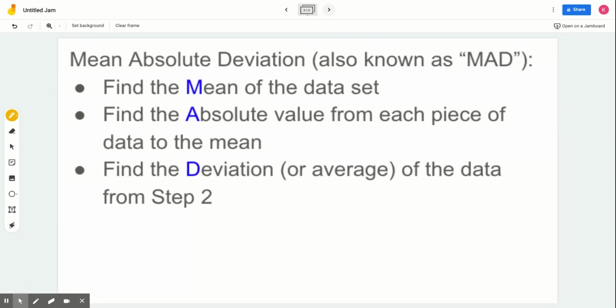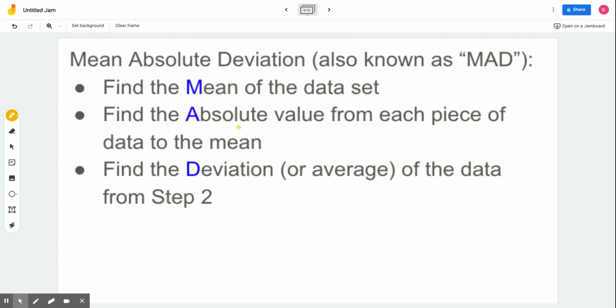The next thing is the mean absolute deviation, also known as MAD. To find the mean absolute deviation, we find the mean of the data set, the average. Then we must find the absolute value from each piece of data to the mean. Lastly, we find the deviation or average of the data from step 2. So essentially, in step 2, we are finding out the difference or the distance between each piece of data and the average from the original problem.